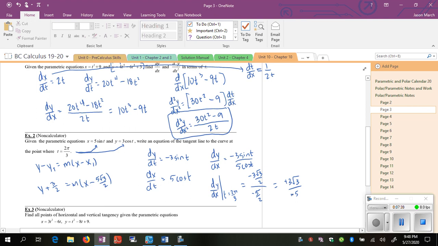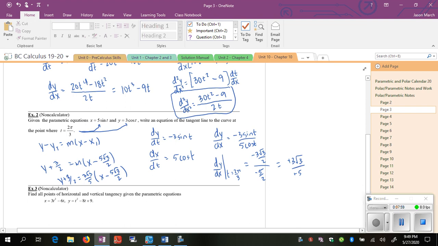And then again, those both become positive. So I can actually replace my slope here and say that my answer is y plus 3 halves equals 3 radical 3 over 5 times x minus 5 radical 3 over 2. Okay.